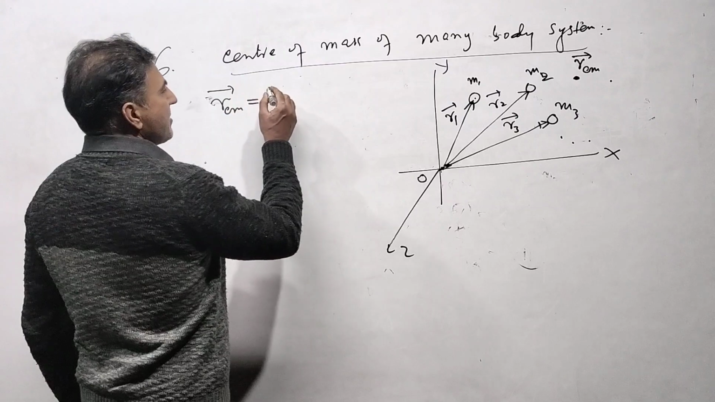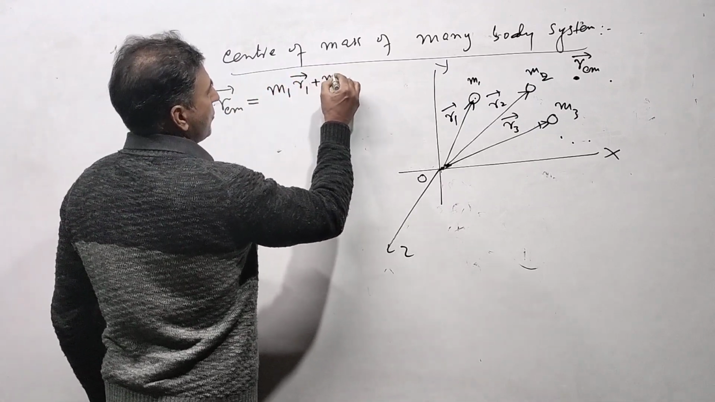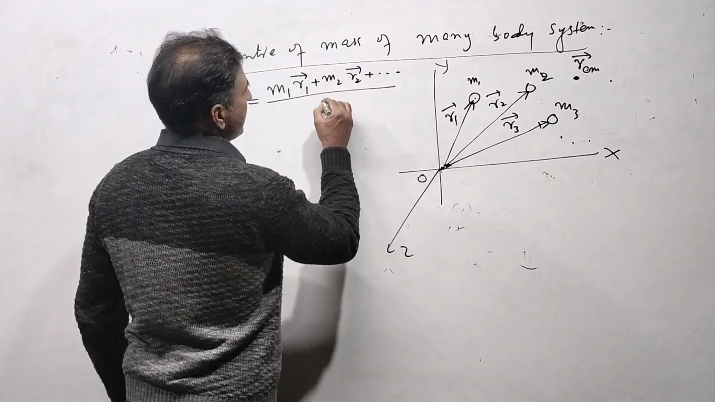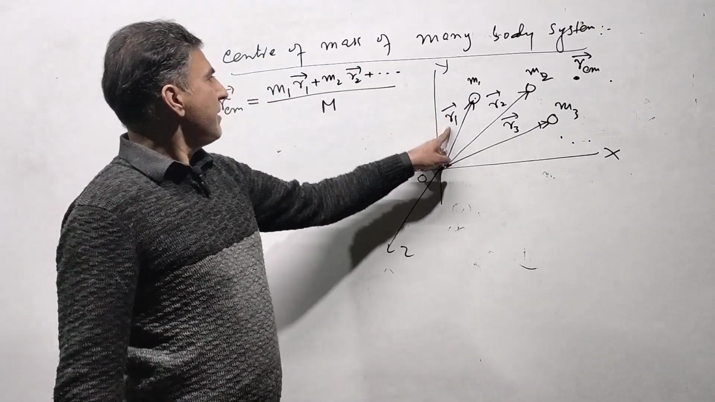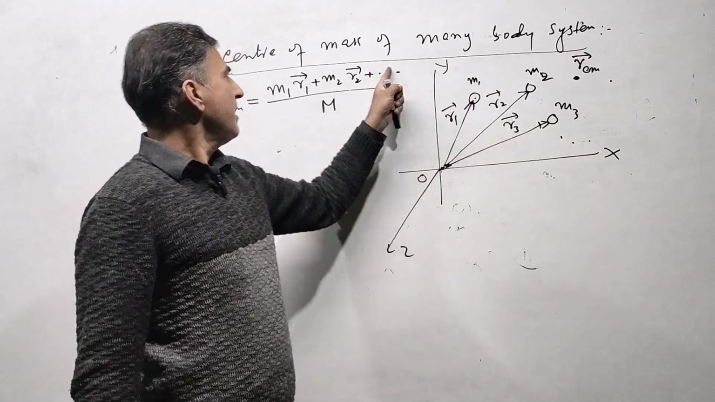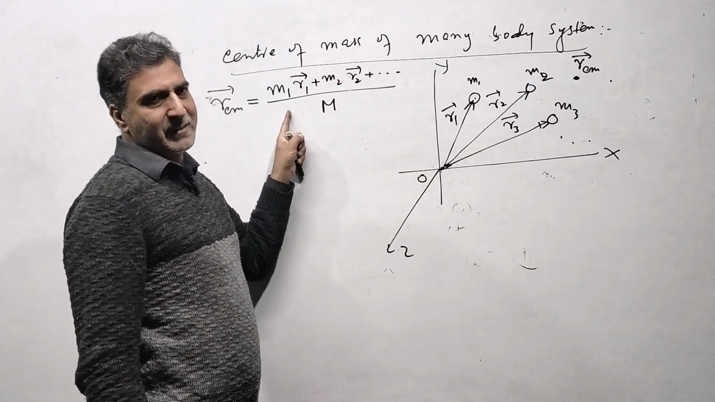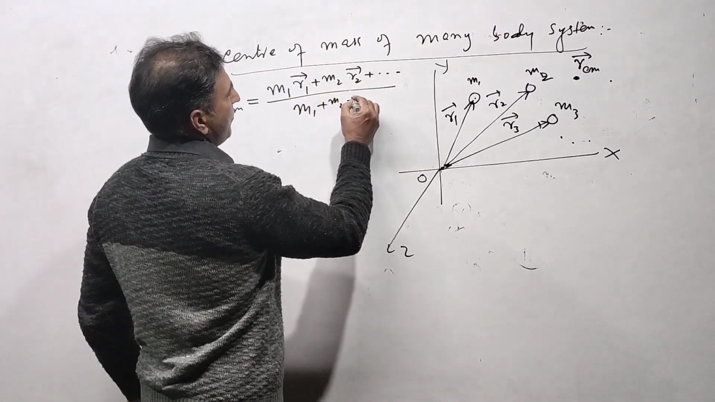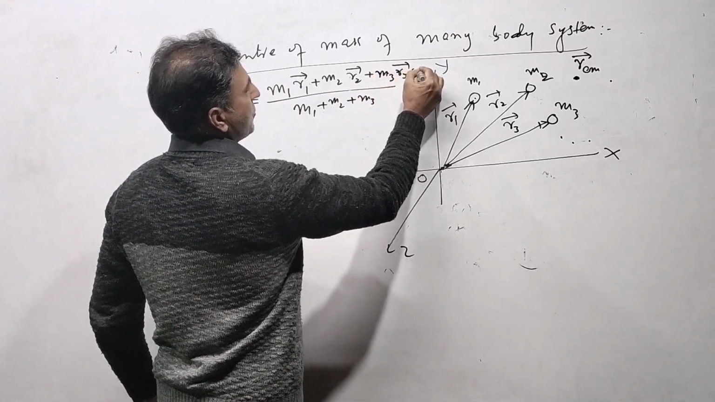The radius vector of the center of mass is given by m1 r1 plus m2 r2 plus so on divided by the total mass. This is the answer. M1, its radius vector, plus M2, its radius vector, plus M3, its radius vector, plus M4, its radius vector, divided by the sum of the masses. M1 plus M2 plus M3 plus M4, that's the total mass.